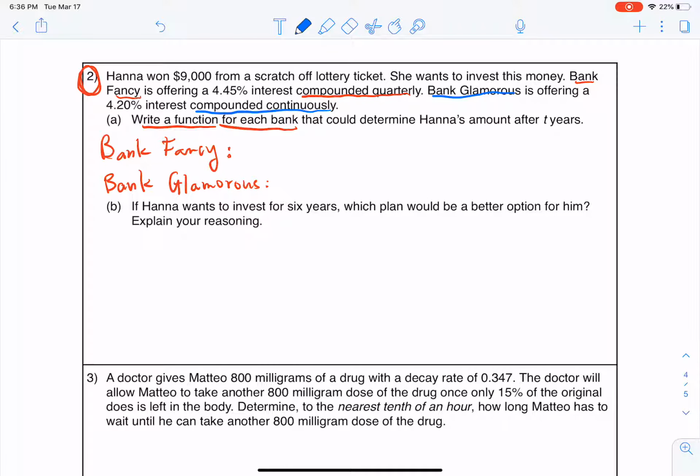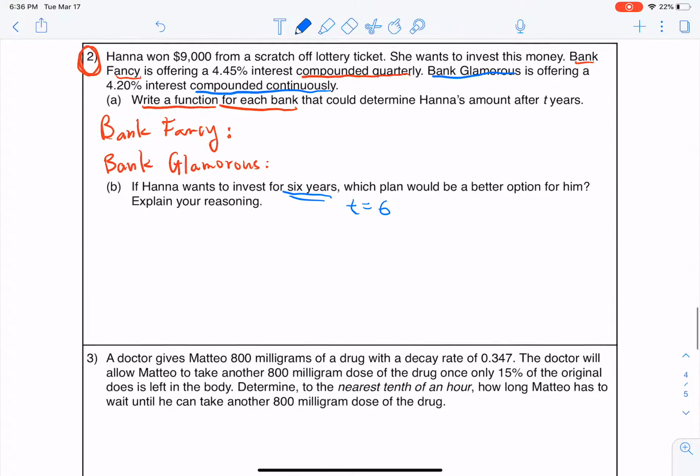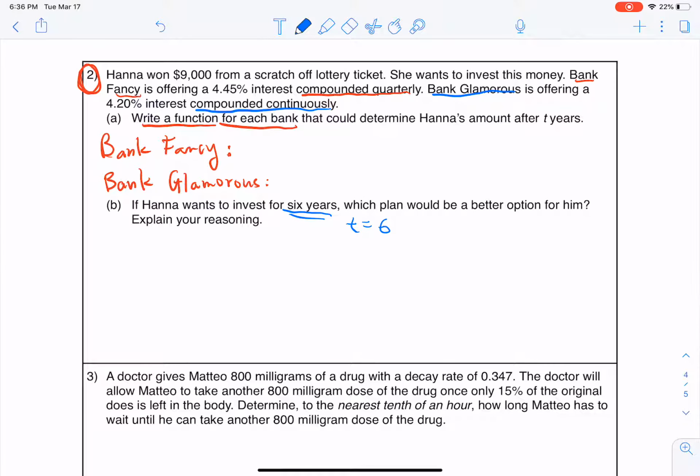For part B, you're going to need to figure out which bank is the better option if Hannah wants to invest for 6 years. Okay, so we're going to need to know what is the value in our account when t equals 6 for both of them. You can pause if you need to, take notes.